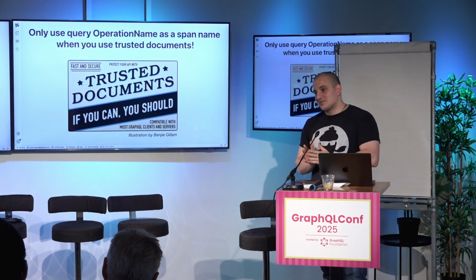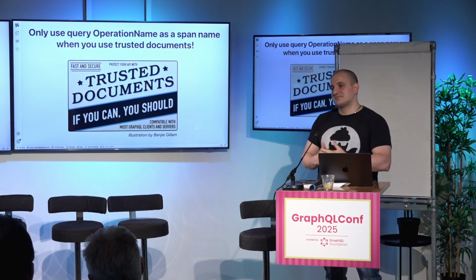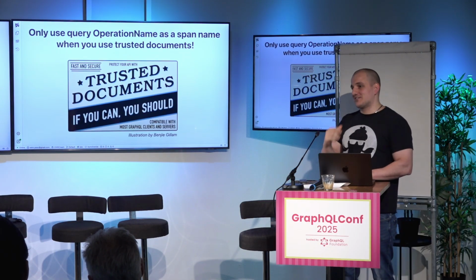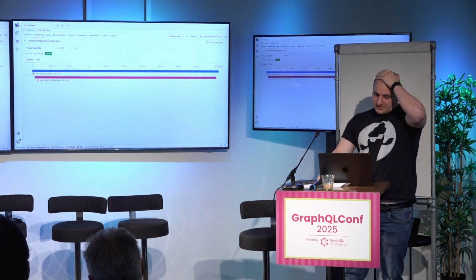You have to use trusted documents. If you can, you should. If you cannot, poor you. Otherwise, just use query, subscription, and so on as the span names. Okay, so back to tracing.